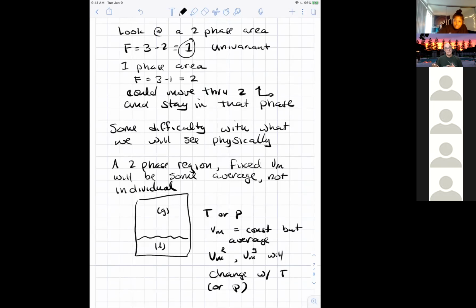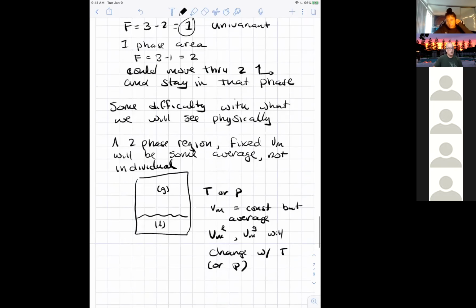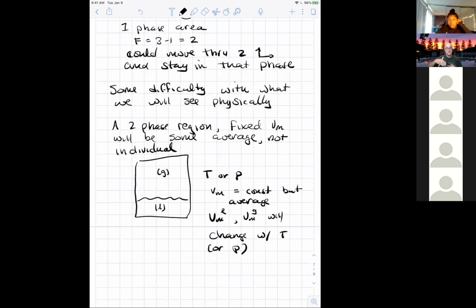So as we change the temperature or pressure, we're going to change the amount in the gas phase and the amount in the liquid phase, right? That should be clear. Which means the molar volume of each is going to change, and this is something we could calculate, right, using the ideal gas law, for example. But experimentally, right, we don't necessarily know what it is.